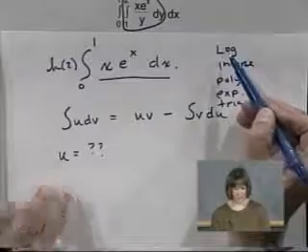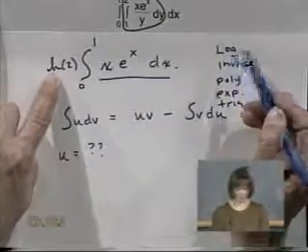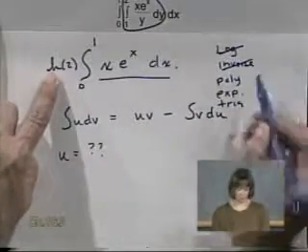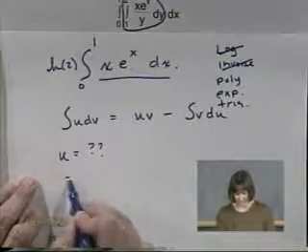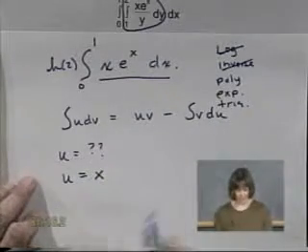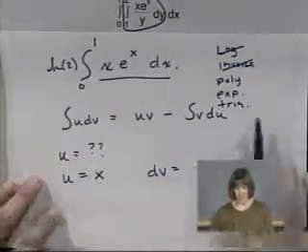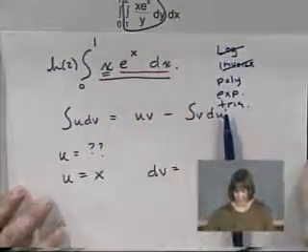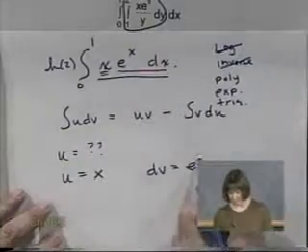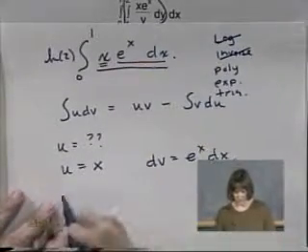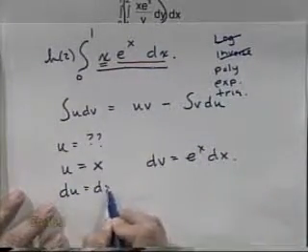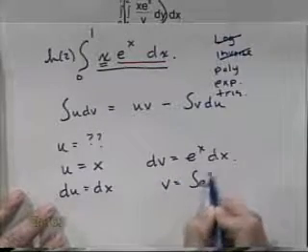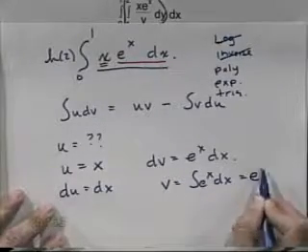Well, I don't have a logarithm. I got log 2, but that's nothing. That's just a constant, so forget that. I don't have an inverse trig function, but I do have a polynomial, which is x. So we're going to let u be x, and then my dv is whatever's left in the integrand. Well, if x is my u, my e to the x dx is my dv. So therefore, du is dx, and v is just the integral of e to the x dx, which is e to the x.